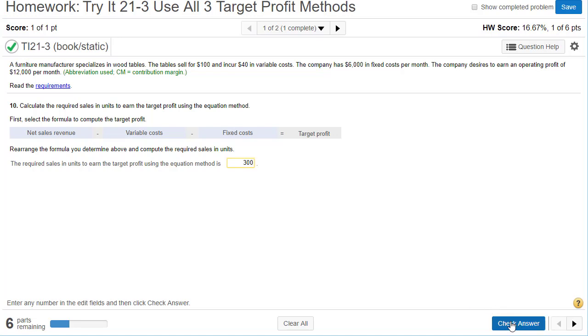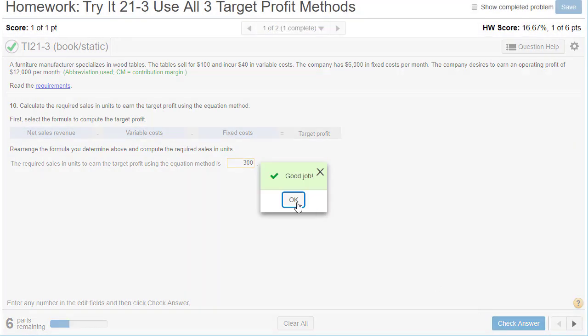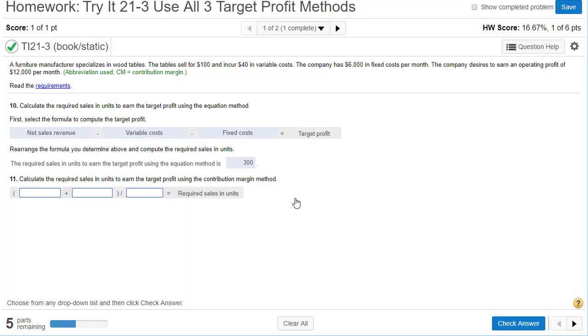So again, those were a lot of steps, and you really don't even have to use that, even for this problem. But I wanted to show you how it's done. So let's use a shortcut method, which every student I've ever talked to prefers. Now we're going to calculate the required sales in units to earn the target profit. But this time we're going to use the contribution margin method.